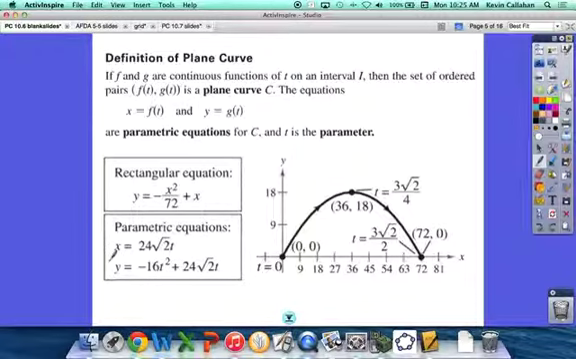So the third variable that both x and y depend on is called a parameter, right? Like I said, most of the time that'll be t. Not quite all the time, but most of the time that's t. The equations, x as a function of the parameter and y as a function of the parameter, are called parametric equations.